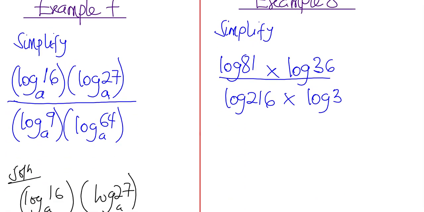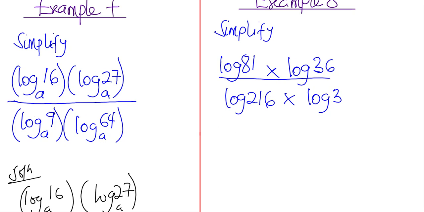So the last one is talking about logarithm of 81 times logarithm of 36 divided by logarithm of 216 times logarithm of 3. We can see that they all have the same base of 10, so we can apply the laws of logarithm. But before that, we know 81 can be expressed as powers of 3. The same thing applies to 36, which can be expressed as powers of 6. 216 can be expressed as powers of 6. So we can do that before applying the laws of logarithms.